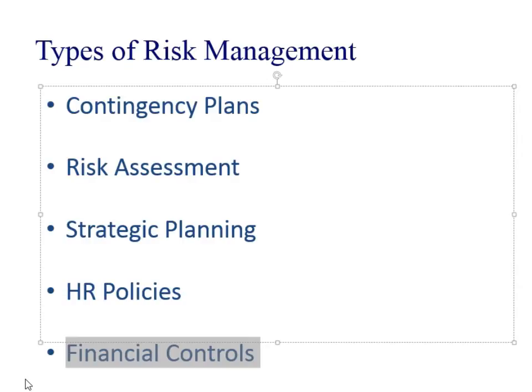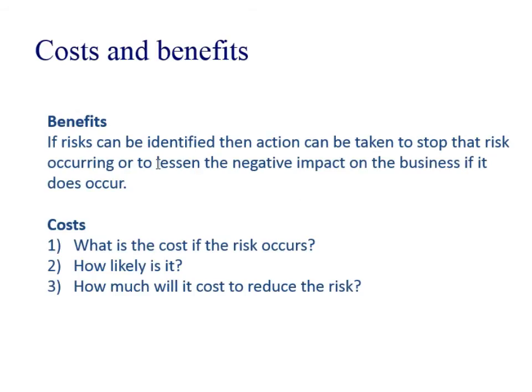Things that need to be purchased that are above a certain amount have to be signed off by 2 or 3 people. Those types of things would be checks that can reduce the risk of somebody running off with your money, I suppose. Now, the benefit is that hopefully you can identify risk, and then you can put in place actions to stop the risk from occurring. Or if the risk is going to occur, you're going to be able to deal with it.